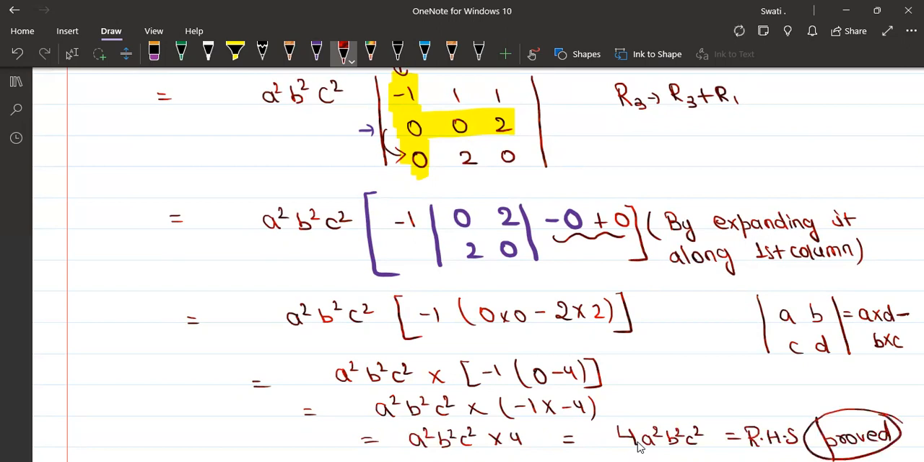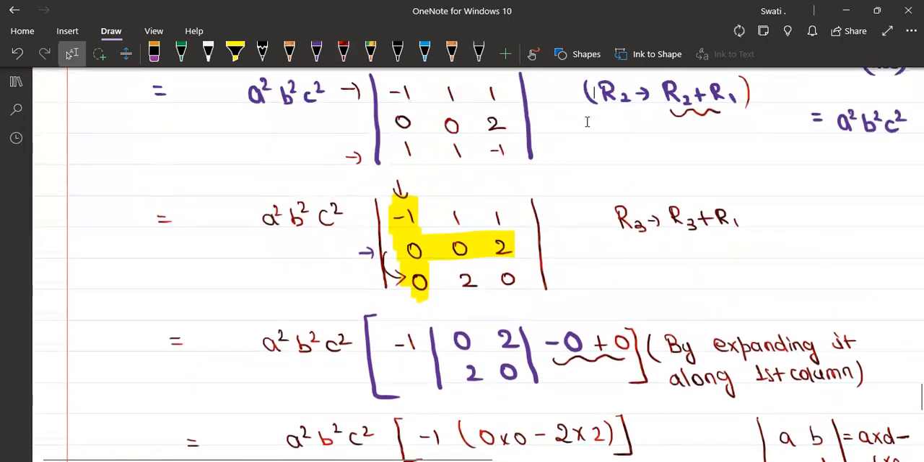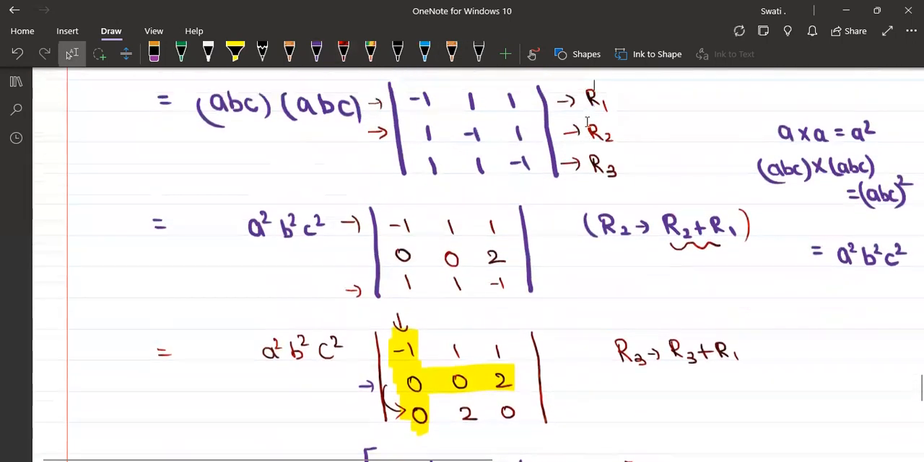So this was a very important question. I have seen this question in a lot of exams. That is why I thought of solving this particular question for you.